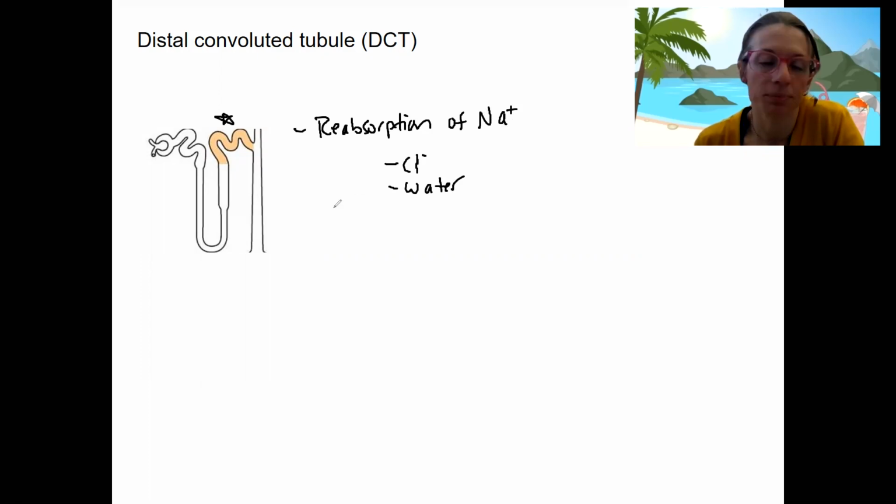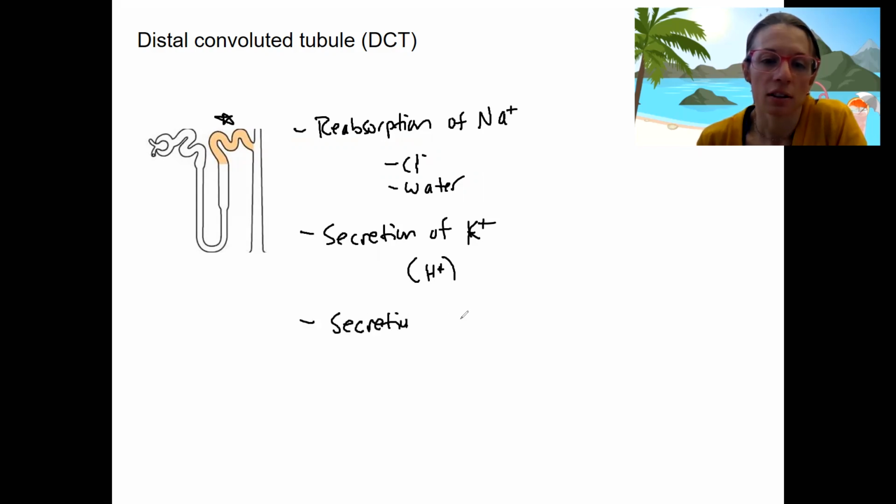But this is the most important. We're going to have secretion of potassium, and that's actually going to be exchanged for that sodium. Those are going to work together in antiport. Also some hydrogen, which we've seen with antiport with sodium before. Secretion of drugs and toxins primarily happens here. And lastly, reabsorption of calcium.